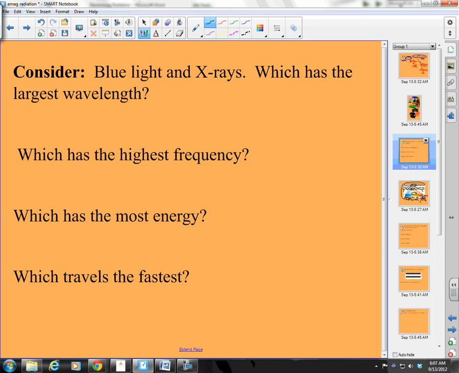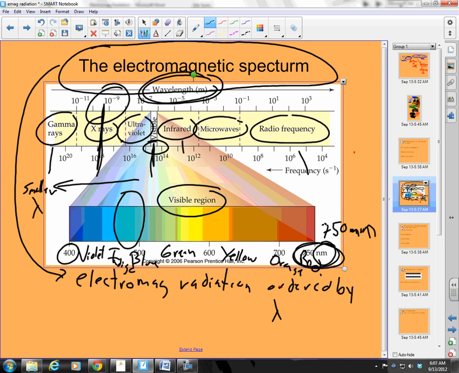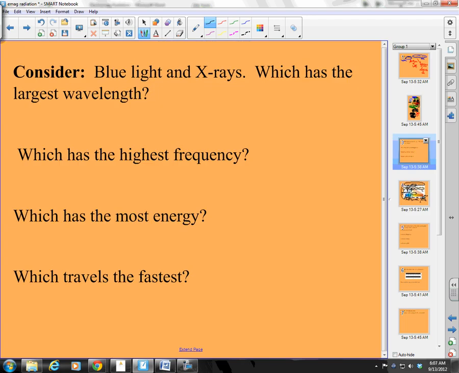Good. All right, so here is our tool, and the question was, blue light and X-rays, which has the largest wavelength? We have blue light, which looks like it's right around here, about 500 nanometers, and we have X-rays, which are here. Which one is smaller? Smaller is this way. This is smaller when it comes to wavelength. And so my X-rays have a smaller wavelength. Good. So X-rays are smaller than blue light.